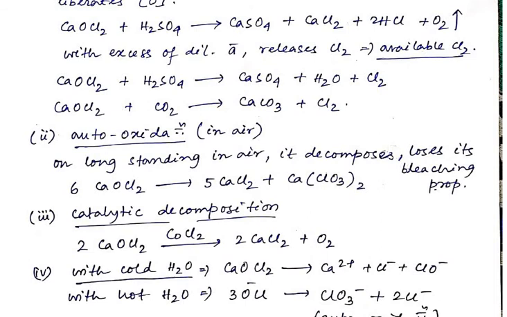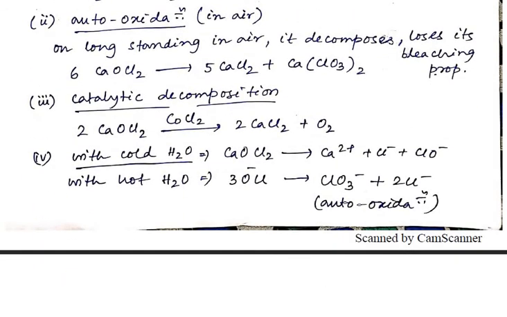Catalytic decomposition reaction, that is when I have the CaOCl2 and I give a very small amount, that is a catalytic amount, of cobalt chloride, that is CoCl2, then it can be decomposed to form CaCl2, that is calcium chloride, along with oxygen.